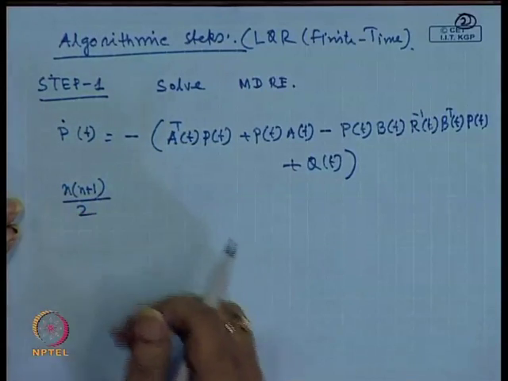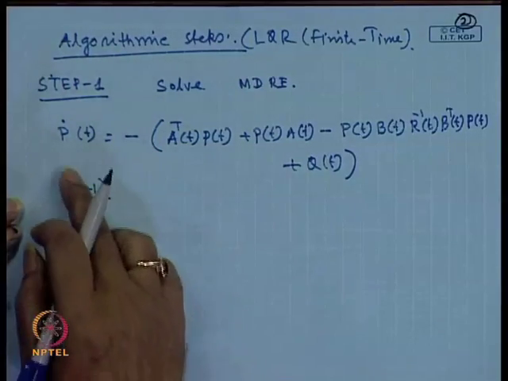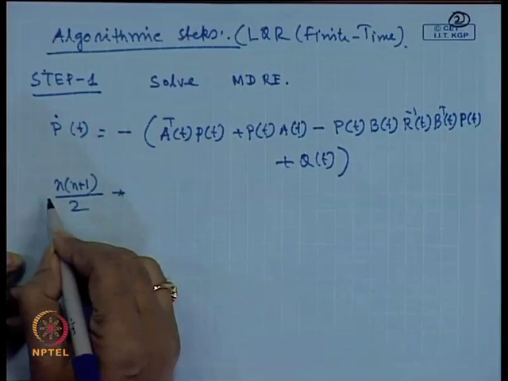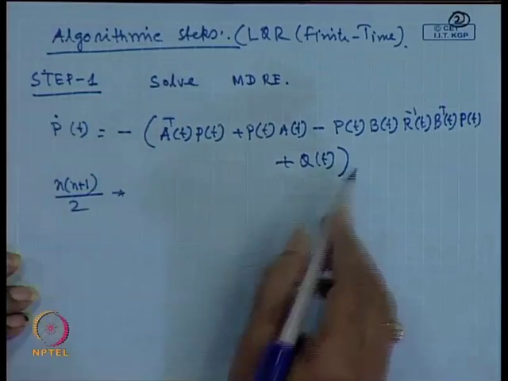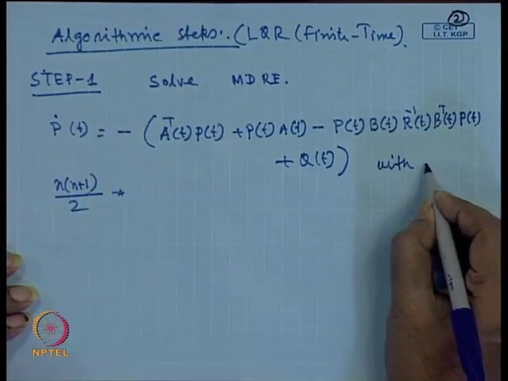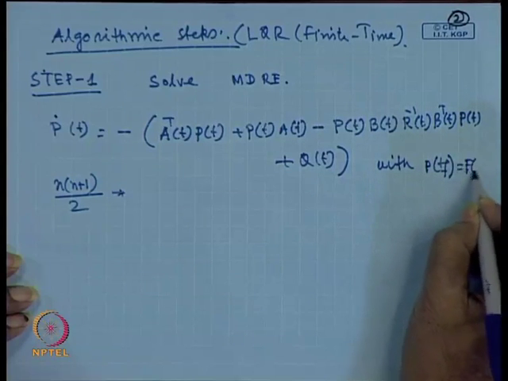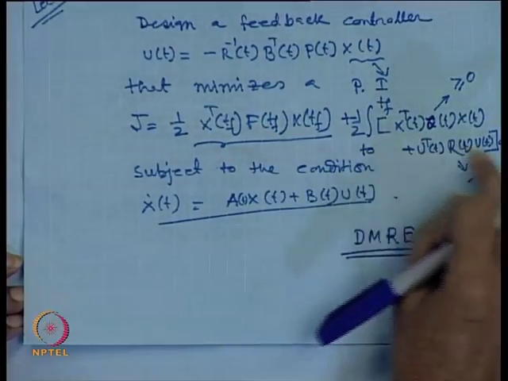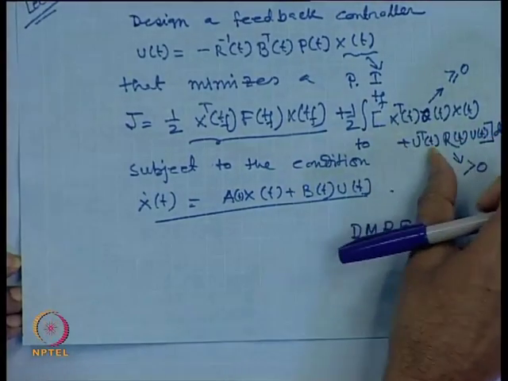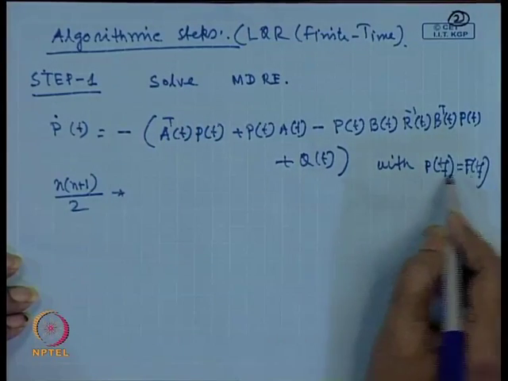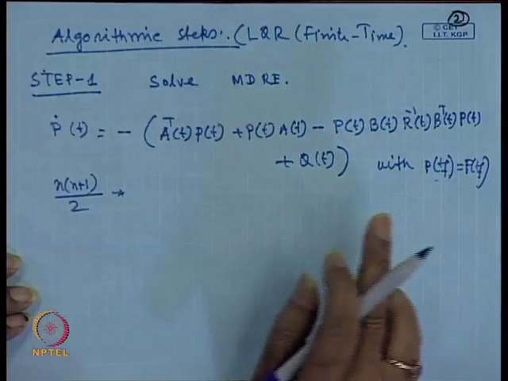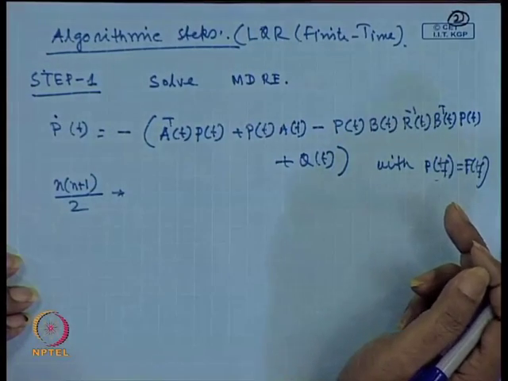These differential equations are coupled in nature, and in general nonlinear. This set of nonlinear differential equations we have to solve in the first step, with the boundary condition P of t f is equal to F of t f, which is the terminal cost weighting function; the rest is the integral cost functional. With the knowledge of this boundary condition, we solve the expression for P dot to find P of t, and we do this by backward integration in time.